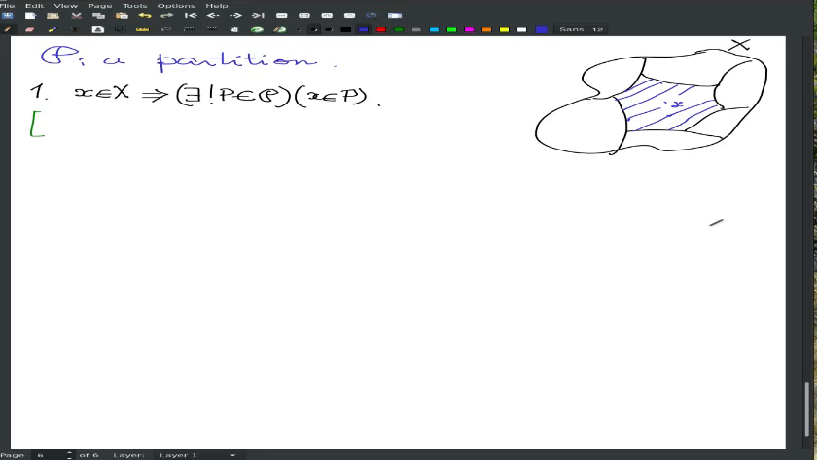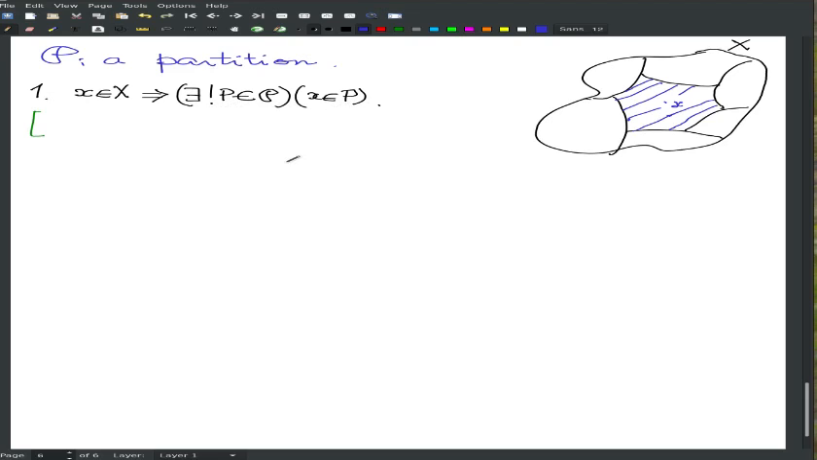You see, this picture is what I want to bring up in terms of a formula. So that is the formula here, 1. How do you read it? You take any member x from X. For every member x from X, there exists one and only one partitioning member P from script P, such that x is a member of P.